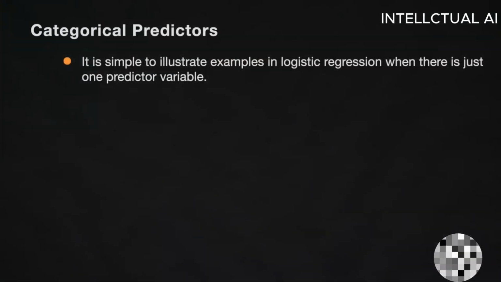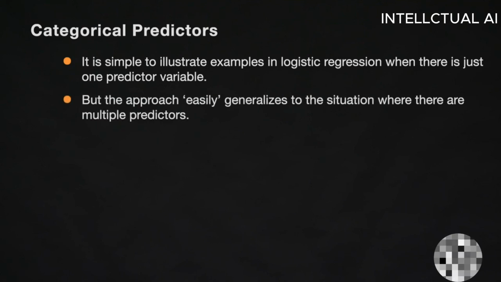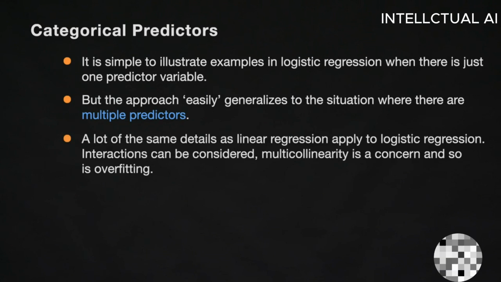Now let's talk about multiple logistic regression. It is simple to illustrate an example in logistic regression when there is just one predictor variable. But the approach easily generalizes to the situation where there are multiple predictors. A lot of the same details as in linear regression apply to logistic regression too. Interaction can be considered, multicollinearity is a concern, and so is overfitting.